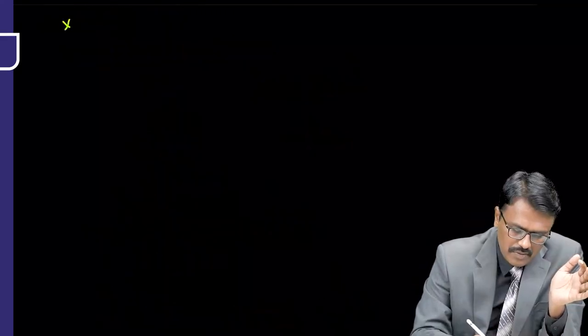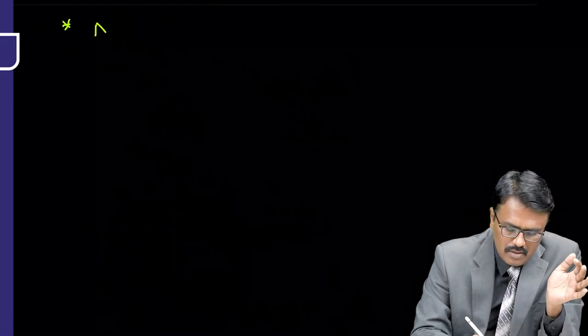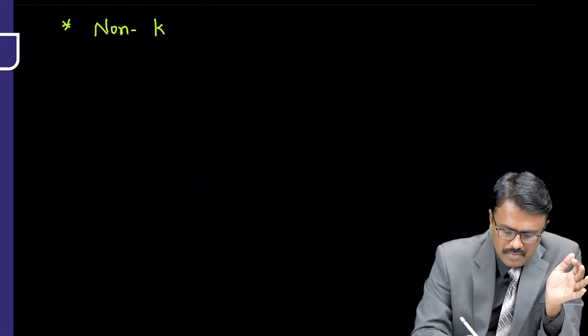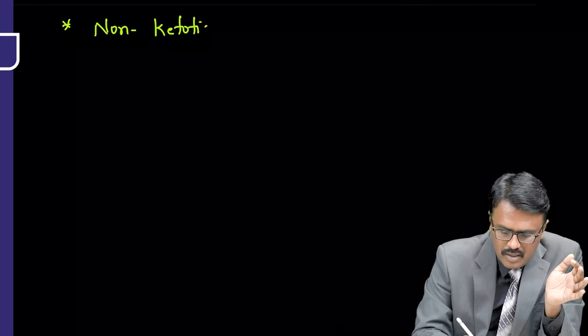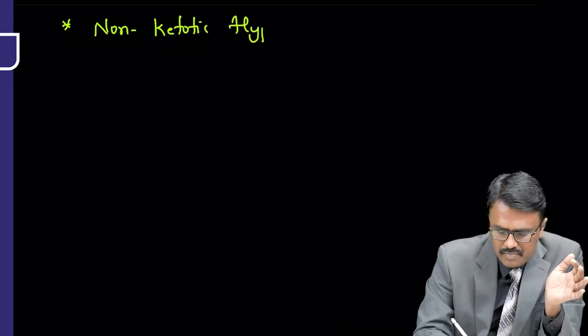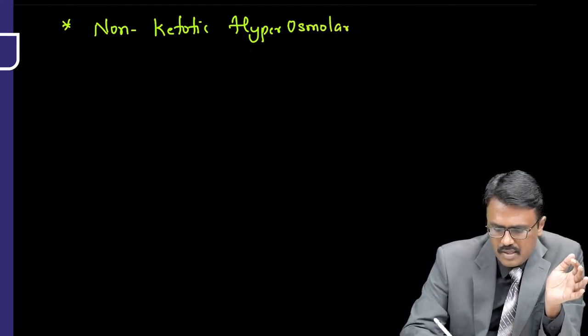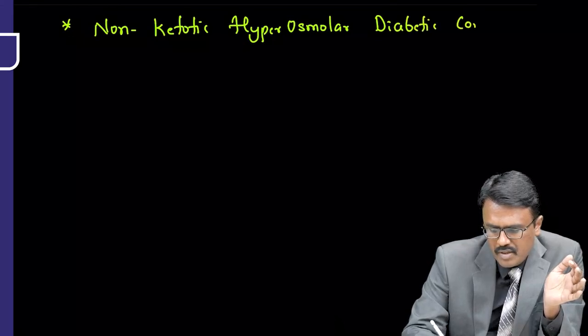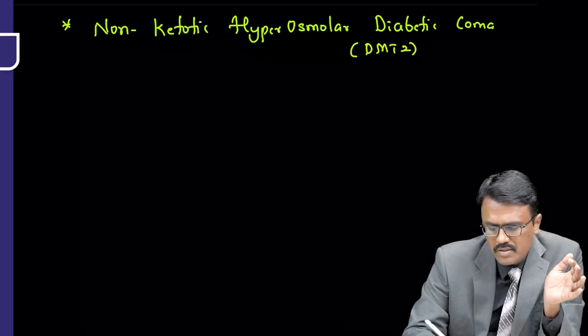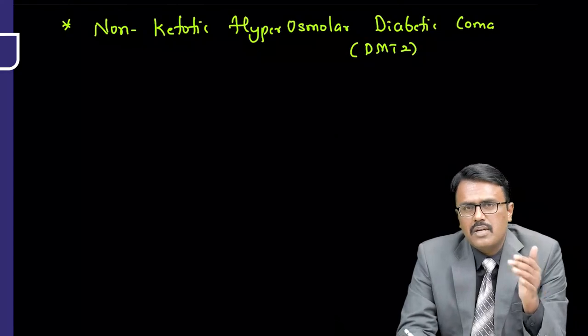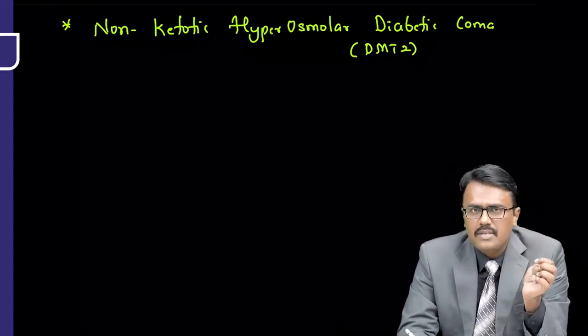Another emergency use of insulin is called non-ketotic hyperosmolar diabetic coma. Now this is particularly seen in diabetes type 2 patients. Diabetic ketoacidosis is mainly seen in diabetes type 1 patients.